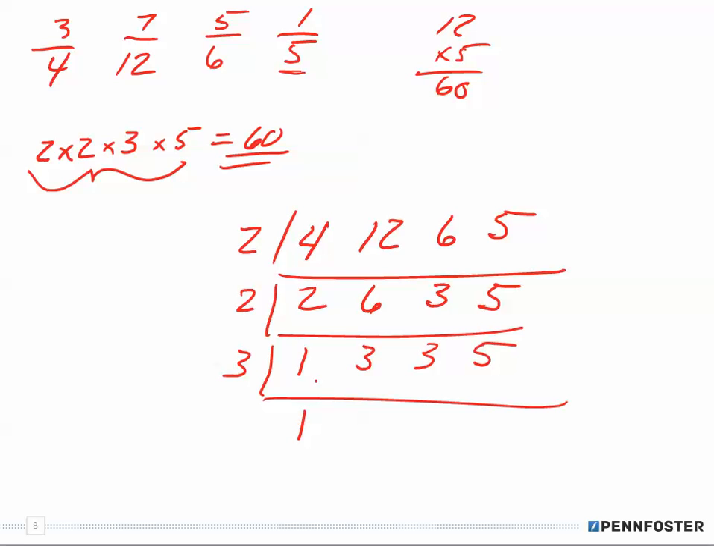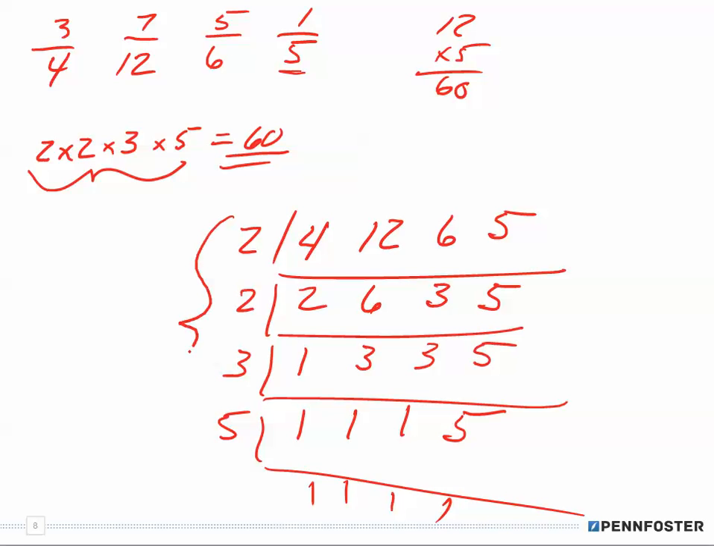3 can't go into 1, so I bring that down. 3 into 3 is 1. 3 into 3 is 1. 3 can't go into 5, so I bring down the 5. And if you want, you can make another row and use 5 because it would be 1, 1, 1, and 1. Notice we came up with the same exact thing in order to get our answer of 60.